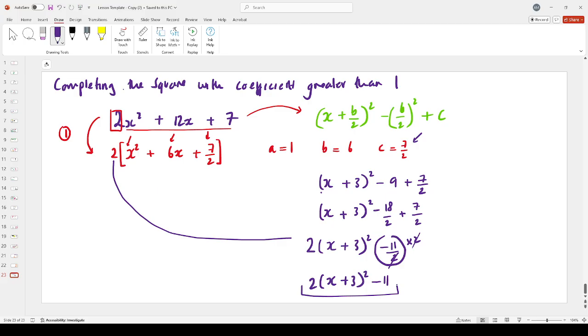So what are the turning points, guys? The x coordinate is minus 3. And the y coordinate is minus 11. And there's our turning point.